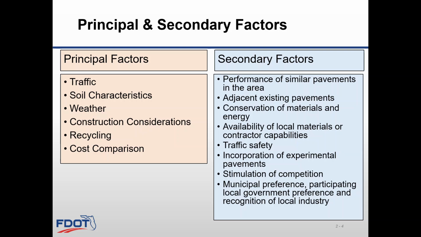Now, the secondary factors include performance of similar pavements in the area, adjacent existing pavements, conservation of materials and energy, availability of local materials or contractor capabilities, traffic safety, incorporation of experimental pavements, stimulation of competition, municipal preference, participating local government preference, and recognition of local industry. These secondary factors, which have a lesser influence, are usually taken into account when there are no overriding considerations or one type is not clearly superior from an economic standpoint.